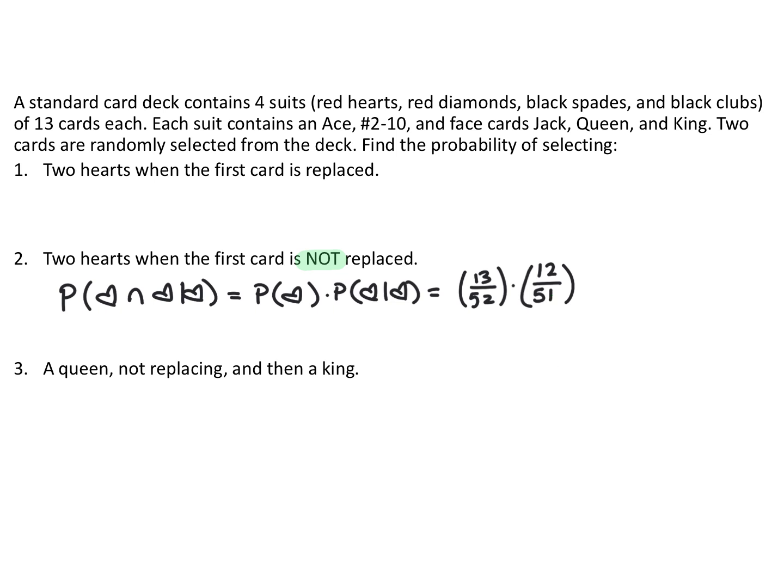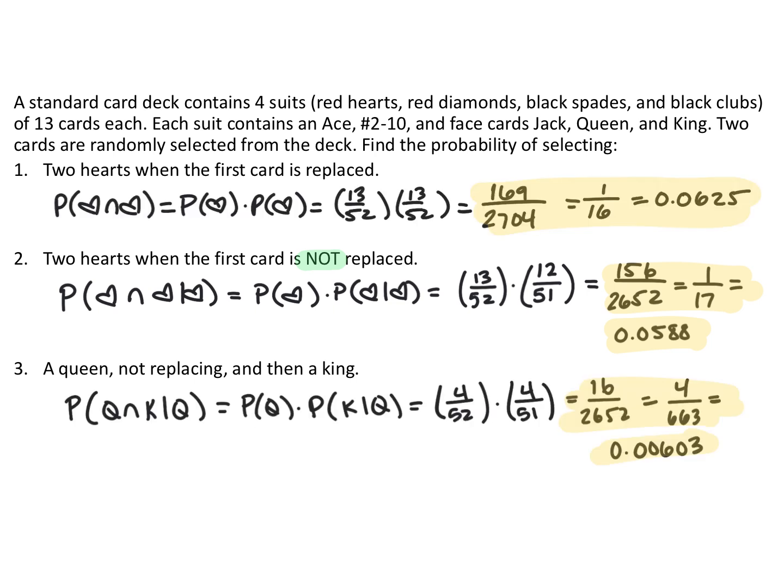My probability of the second card being a heart has changed because I didn't replace that first card. If I multiply these together, I end up with 156 out of 2,652. So there are 2,652 ways to pull 2 cards out of a deck without replacement, and 156 of those ways are 2 hearts. If I simplify that, it's 1 over 17 or 0.0588. So now go ahead and pause the video and try 1 and 3.